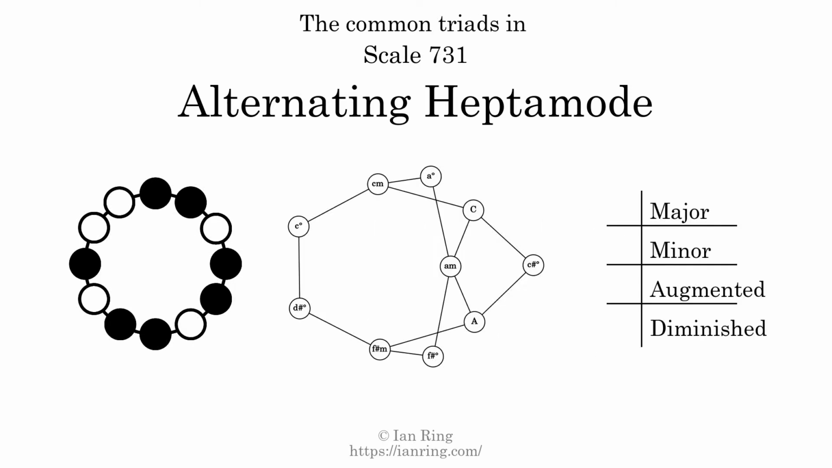Here are the common triads present in this scale. The diagram in the center is a graph of parsimonious voice leading between triads. There are 2 major triads. There are 3 minor triads. There are no augmented triads. There are 5 diminished triads. Here is a Hamiltonian path of parsimonious voice leading that uses all the triads.